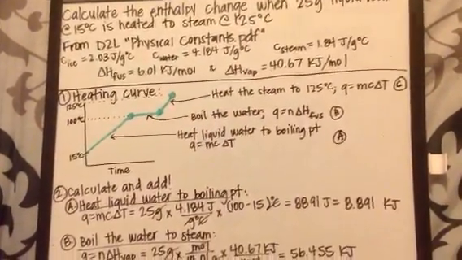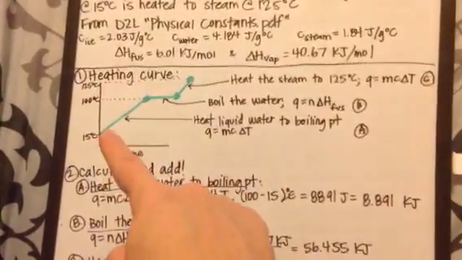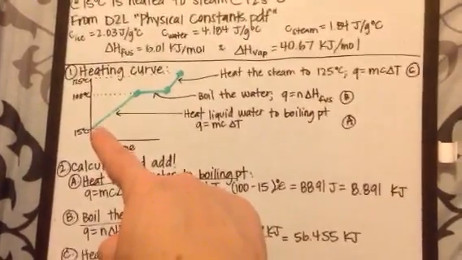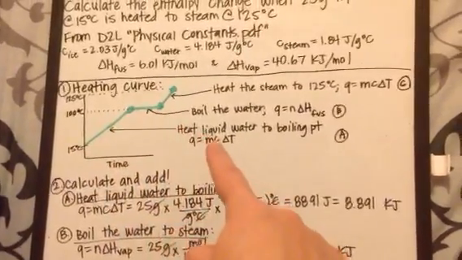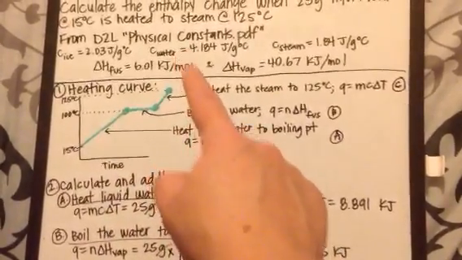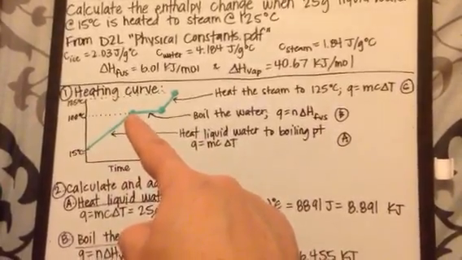So let's make a heating curve so we can keep everything straight. We're starting at 15 degrees Celsius, that's above the freezing point, so that means we're in the liquid phase. So we're going to heat the liquid water using the heat capacity of liquid water, and we're going to heat it all the way up to the boiling point. Water boils at 100, right?